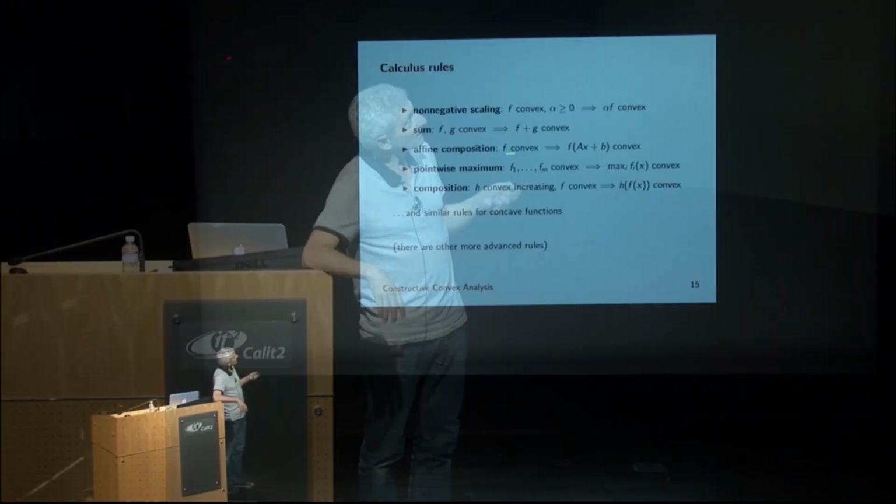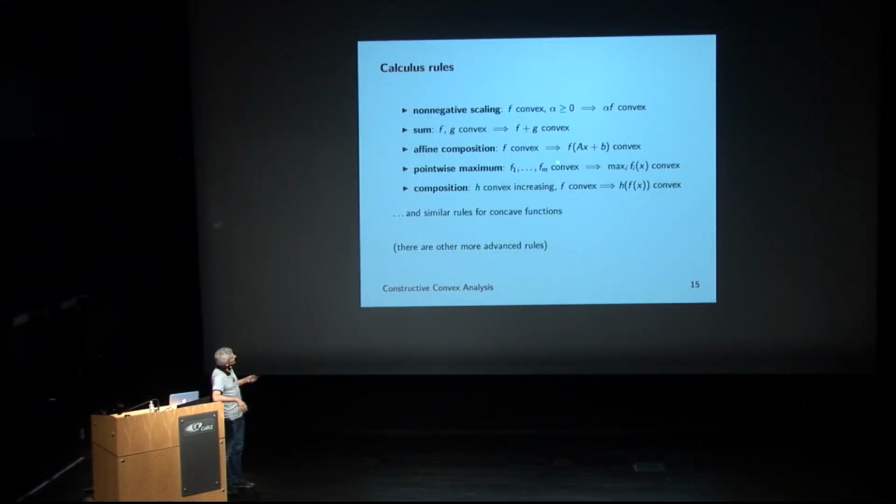How about this? The maximum of m convex functions, pointwise maximum. That is convex. By the way, this is really interesting because unlike these, this one actually generically creates non-differentiable functions, right? So for example, let's take 2 affine functions. So one like this, one like that.